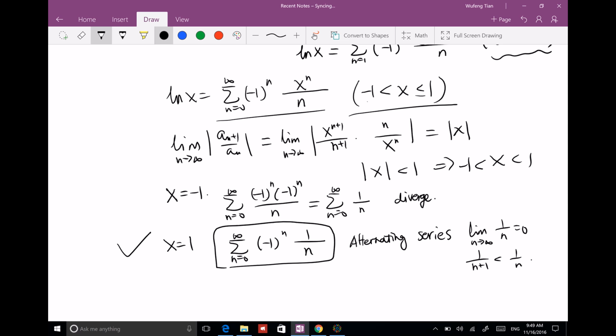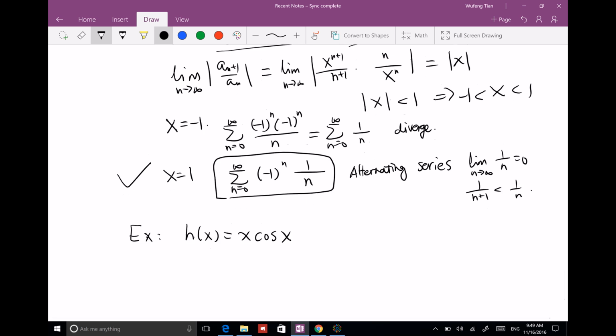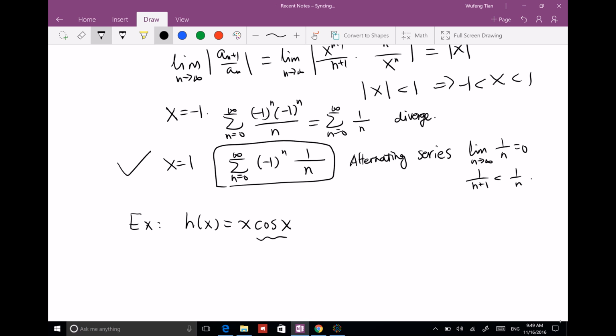Alright, so I think we still have 2 minutes. I'll do one more. Sometimes you may have a function, for example h(x) equals x times cosine x. In this case, you don't need to worry about that, because cosine x you can write as a series. We know the formula is cosine x equals the sum from n equals 0 to infinity, only even terms remain, so it's x to the 2n over 2n factorial.